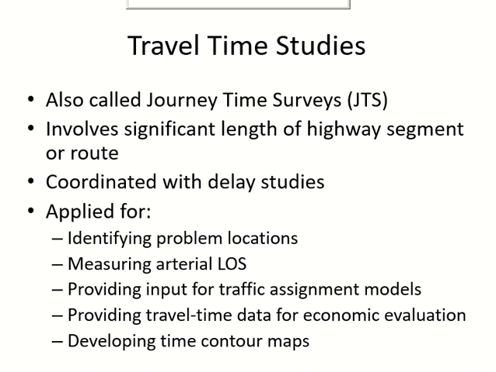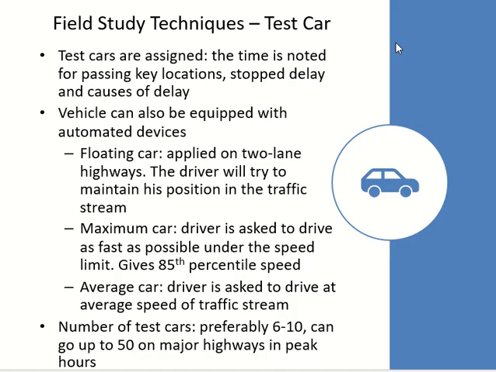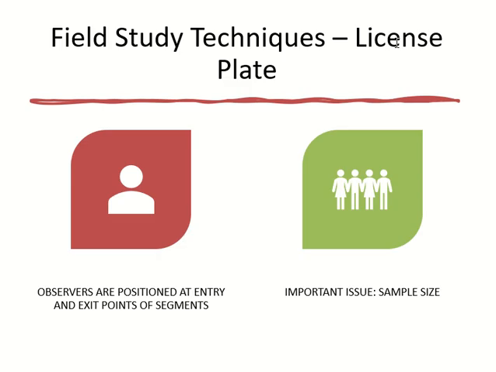Then these are the applications of travel time data where we can use it. Then there are different methods or techniques for doing the travel time studies. One of them is called the test car method, in which you hire a car and the time is measured from inside the car. This technique has 3 cases: floating car, maximum car, or average car. You have to take care that you don't employ too many test cars at the same time.